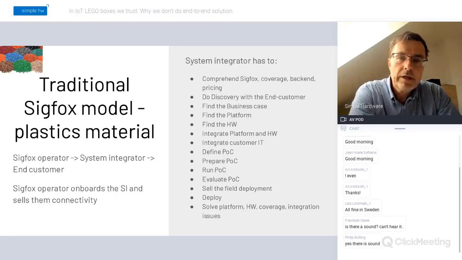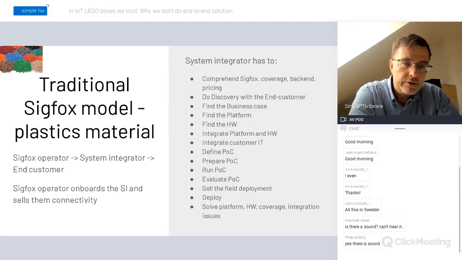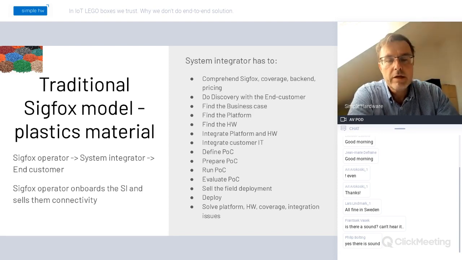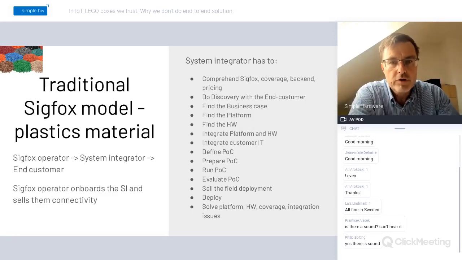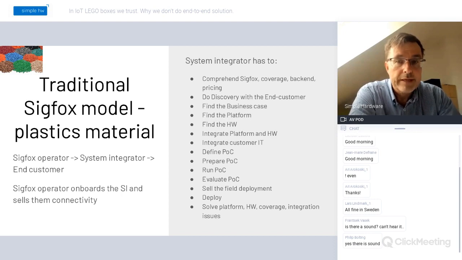The traditional Sigfox model is such that the Sigfox operator onboards a system integrator, gets partners around them, and the system integrator sells the total solution, the end solution, to the end customer. The major role of the Sigfox operator is onboarding, so they train the system integrator in the Sigfox backend and Sigfox connectivity. Sometimes they don't even do that, but they should be doing that. Plus, they are selling connectivity. They are selling the tokens and trying to explain our pricing model, which is not an easy task. And then the whole rest of the project is up to the system integrator.